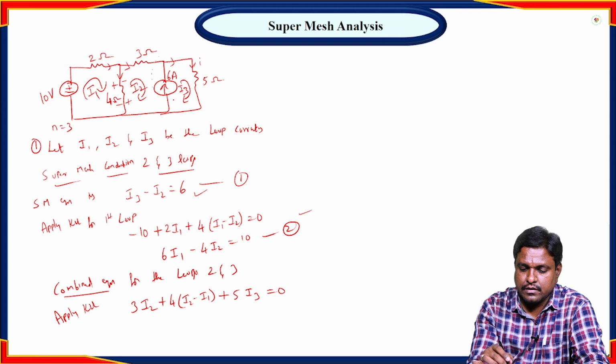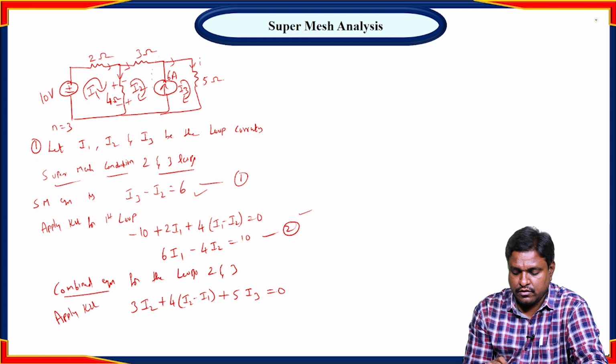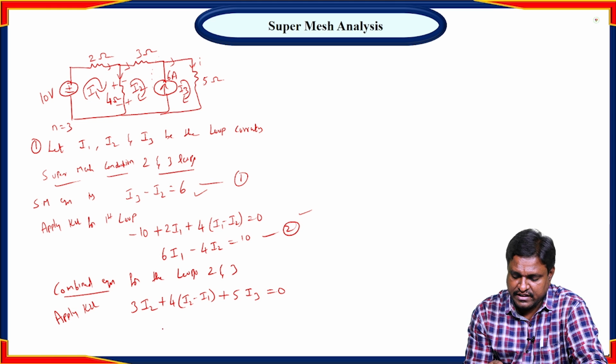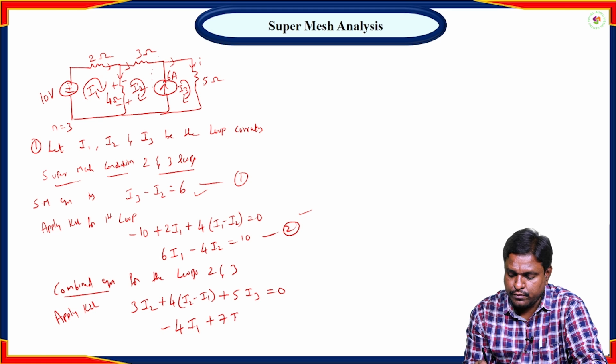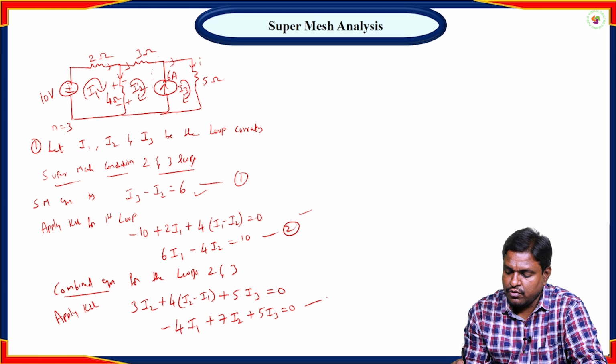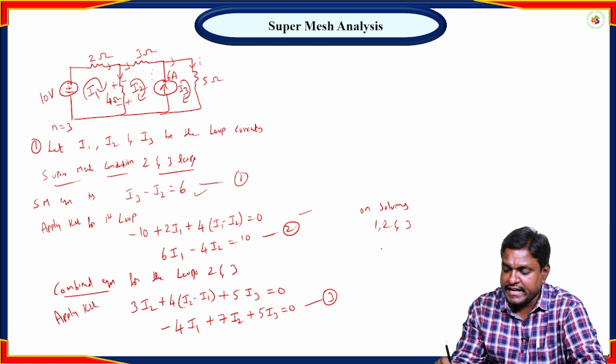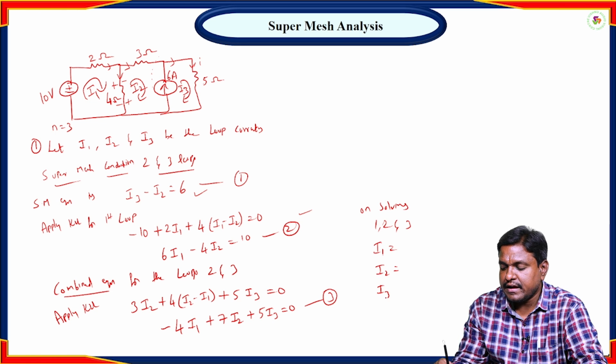1, 2 and 3. So we have got the 3 voltage values and we have equated to 0. So finally we get the equation as minus 4 I1 plus 7 I2 plus 5 I3 equal to 0. So on solving these equations 1, 2 and 3, we get the values of loop currents I1, I2 and I3.